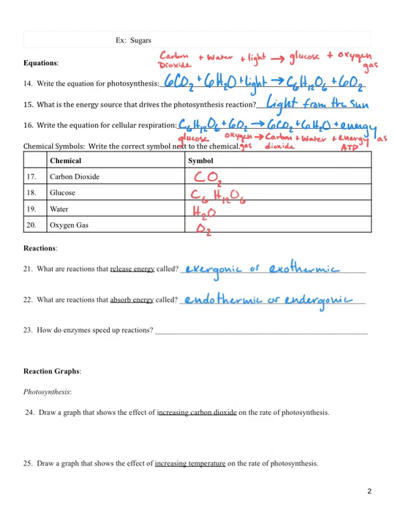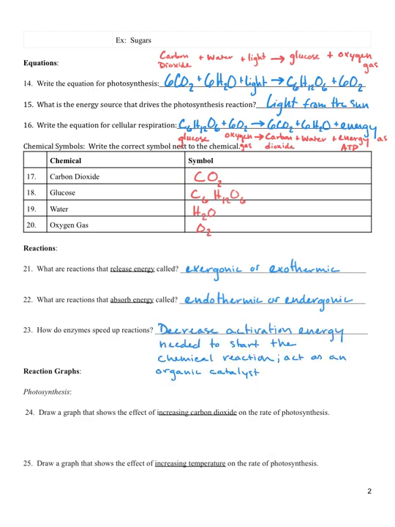And then number 23 says, how do enzymes speed up chemical reactions? So enzymes are able to lower the activation energy that is needed to start a reaction, and that allows reactions to happen more quickly. Number 24 and 25 are going to have us look at some graphs that show the effect of carbon dioxide and temperature on the rate of photosynthesis. So we'll start with number 24, where you're asked to draw a graph that shows the effect of increasing carbon dioxide on the rate of photosynthesis.